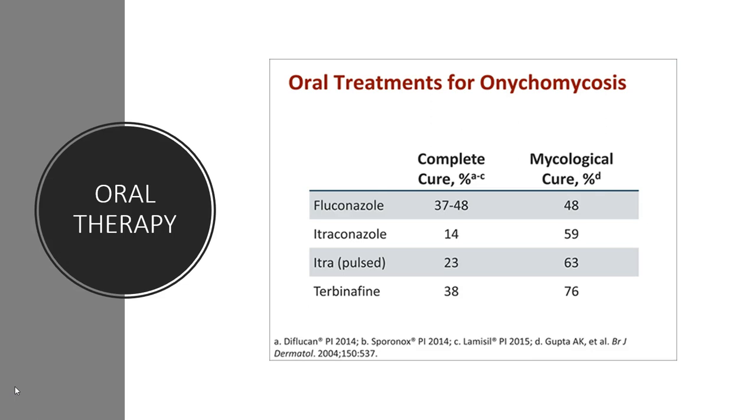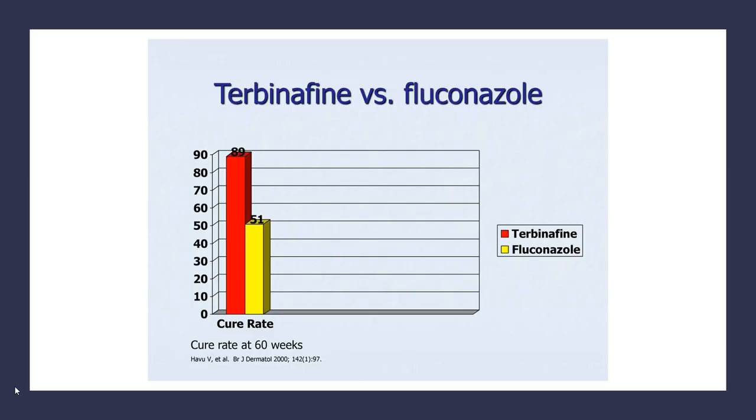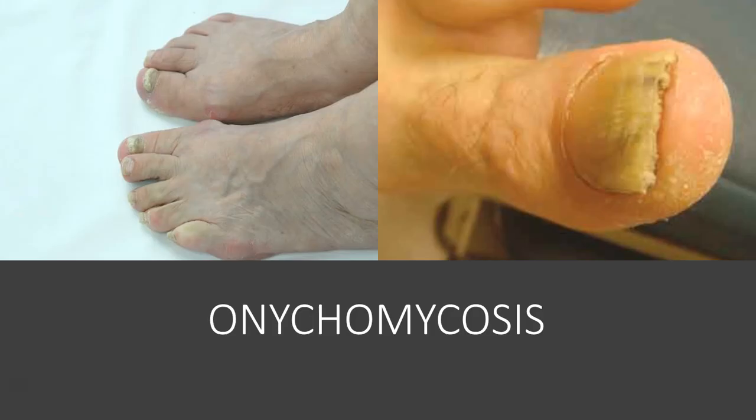So looking at mycological cure rates and complete cure rates, terbinafine would seem to demonstrate the highest cure rates. Pulse-dose itraconazole next, and fluconazole the lowest number of successful treatment. Again, most of the literature is clear that compared to fluconazole and itraconazole, oral terbinafine offers the highest cure rates over time.